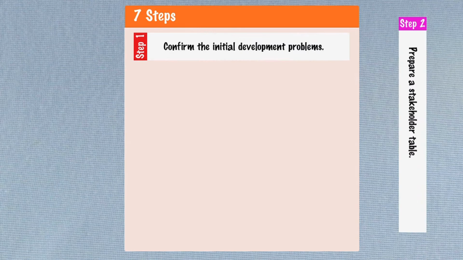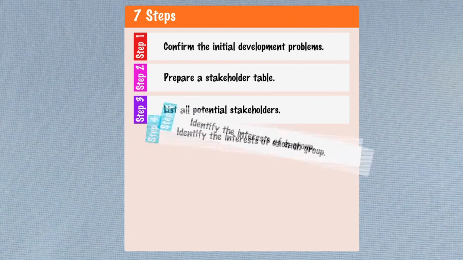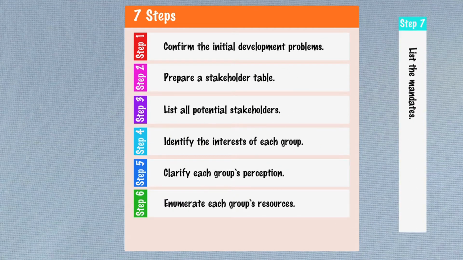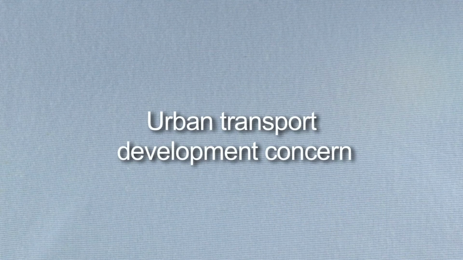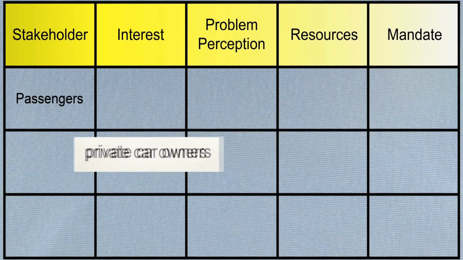Applications. And now comes the exciting part. We will simulate the stakeholder analysis of an actual urban transport development concern. We can apply the 7-step process we described earlier. Step 1. Confirm the initial development problems. Step 2. Prepare a stakeholder table. Step 3. List all potential stakeholders.